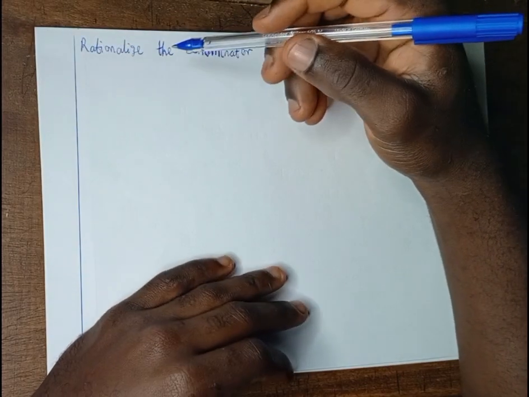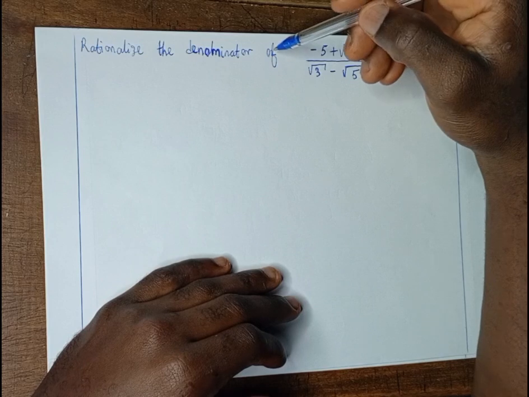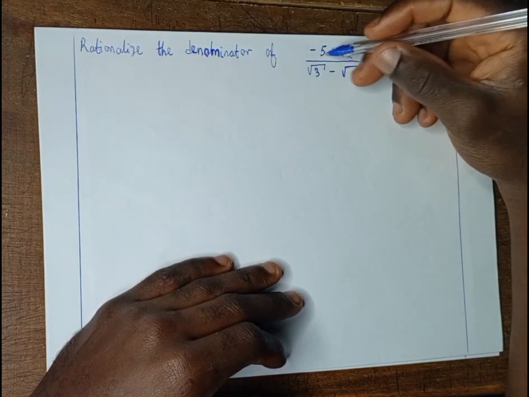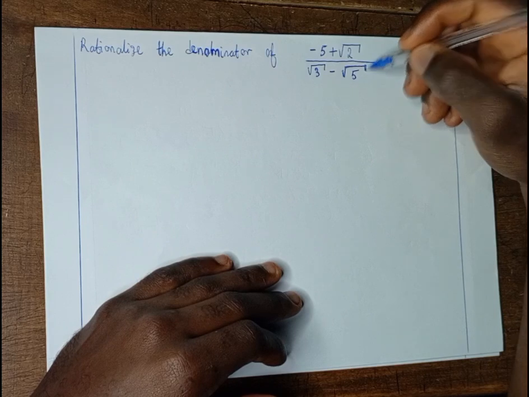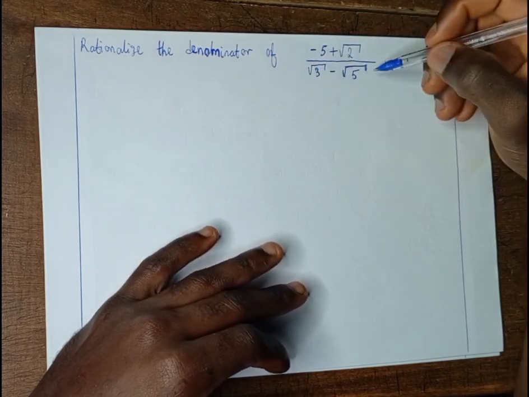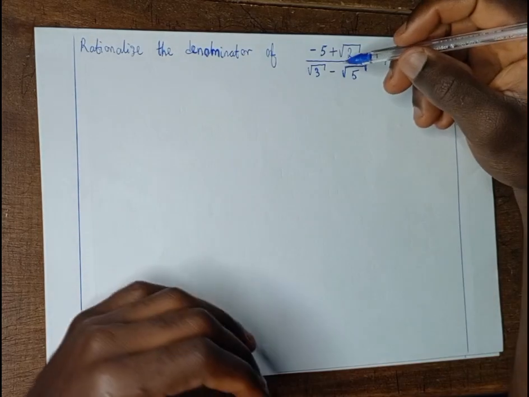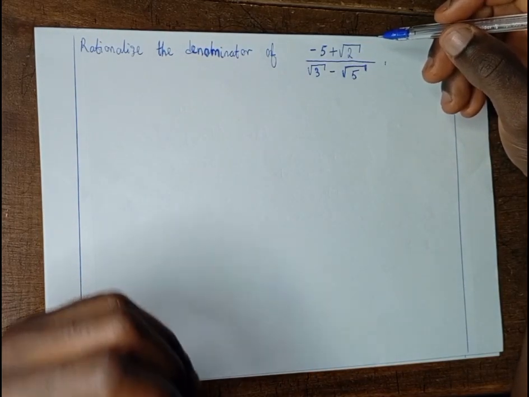We have the following question. It says rationalize the denominator of (-5 + √2) / (√3 - √5). Rationalizing the denominator simply means we are to make the denominator of this fraction a rational number.